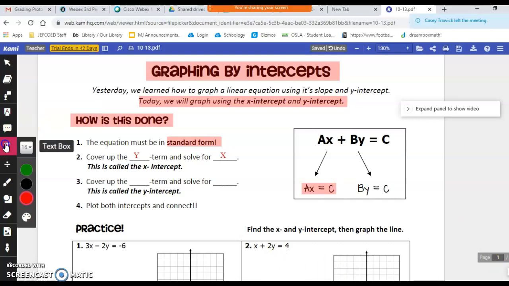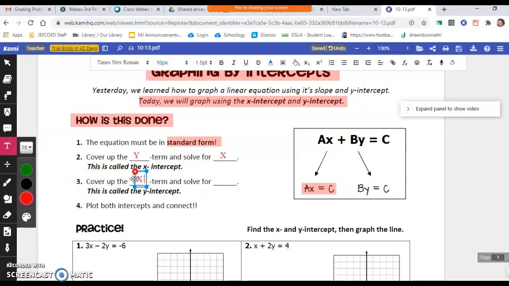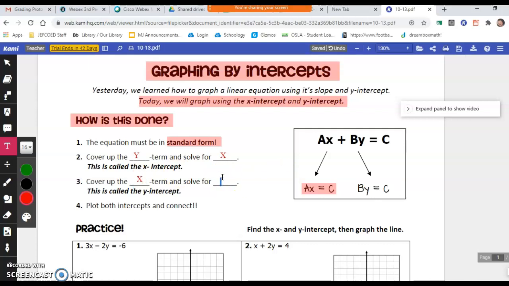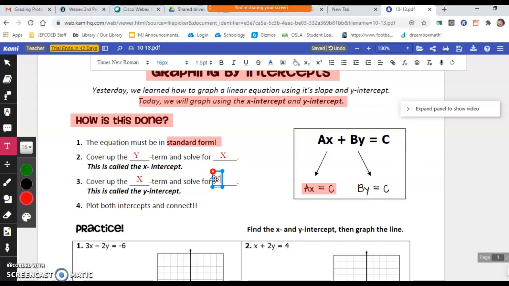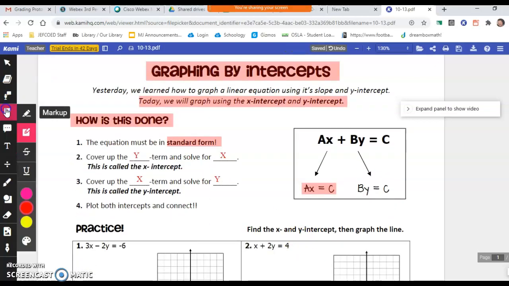All right, step number 3, we're going to cover up the x term and solve for y. So then again, essentially, the x term is removed. We're going to solve for just y, and that will be our y-intercept. After we do that, you'll plot both intercepts and then connect them. So we should end up having 2 points on our graph.